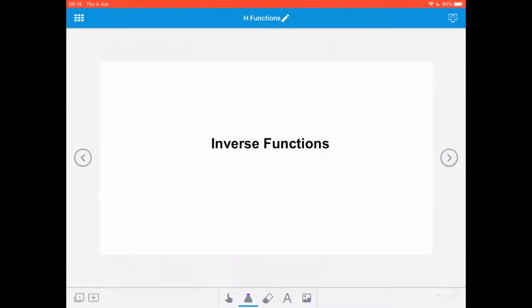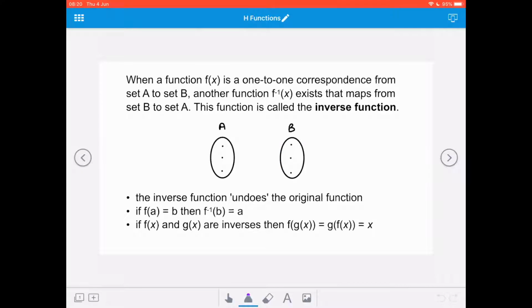So looking at inverse functions, what we're saying is that when a function f of x is a one-to-one correspondence from set A to set B, another function f to the negative 1 of x exists that maps from set B to set A, and this function is called the inverse function. So if we've got two sets here, set A and set B, the inverse function undoes the original function.